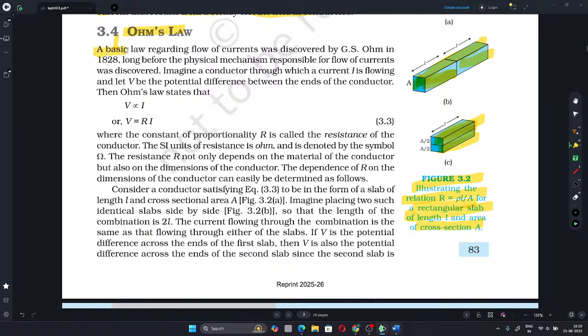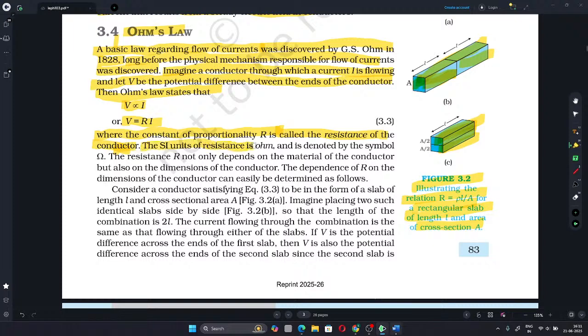Ohm's law, a basic law regarding the flow of currents, was discovered by G.S. Ohm in 1828, long before the physical mechanism responsible for flow of currents was discovered. Imagine a conductor through which a current I is flowing and let V be the potential difference between the ends of the conductor. Then Ohm's law states that potential is directly proportional to current, where if we introduce a constant of resistance, V is equal to RI, where the constant of proportionality R is called the resistance of the conductor.